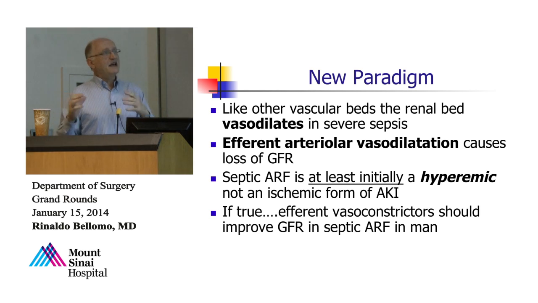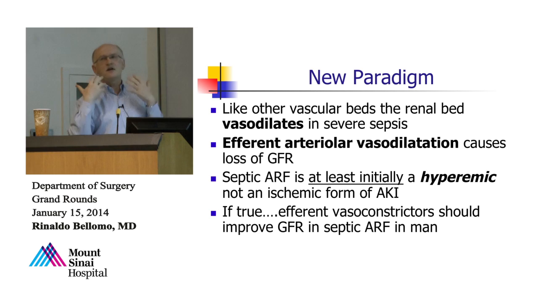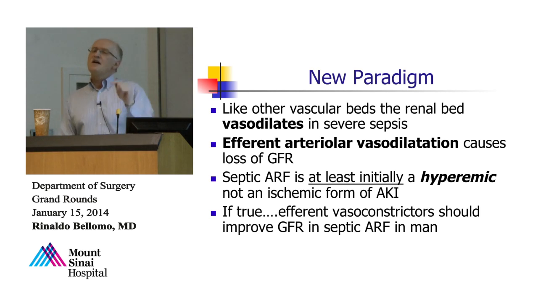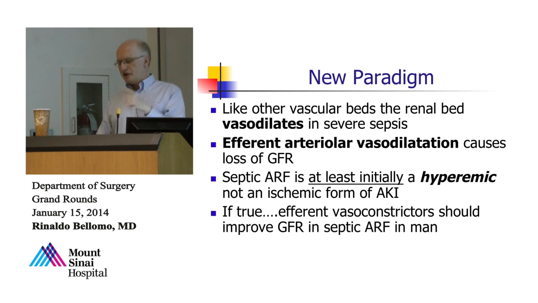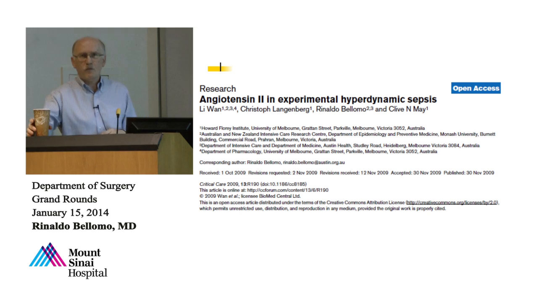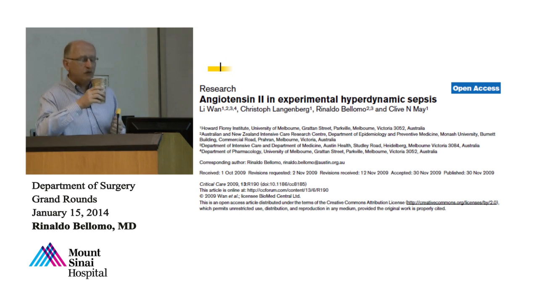So initially, at least, it might be that in septic acute kidney injury, you have hyperemia, afferent vasodilatation, even greater efferent vasodilatation, loss of pressure in the glomerulus, loss of filtration pressure in the glomerulus, and loss of GFR. If that was true, then the logical physiological next step would be that if you gave a selective efferent arteriolar vasoconstrictor, then you ought to make things better. And that's somewhat paradoxical, but if this was true, then you should be able to do that.